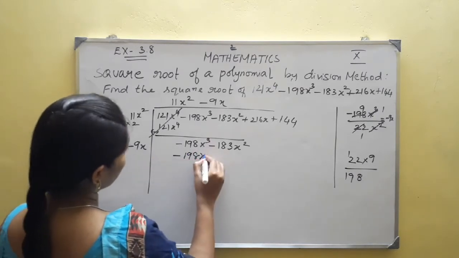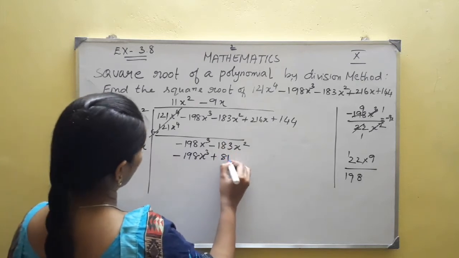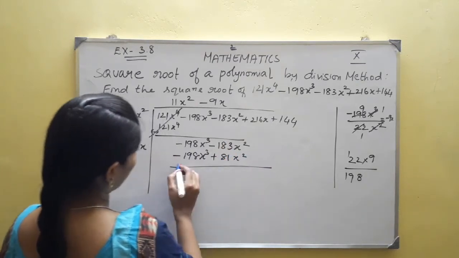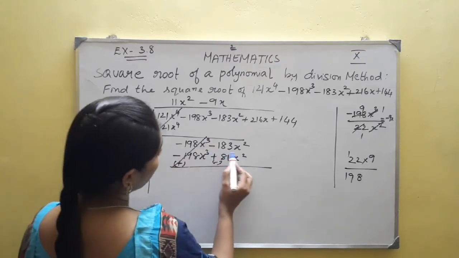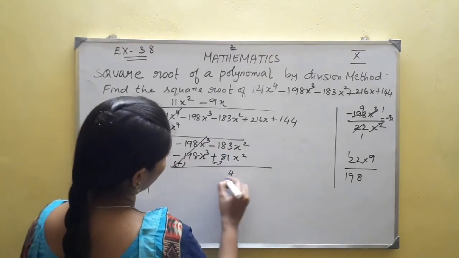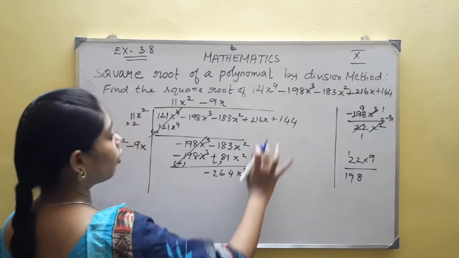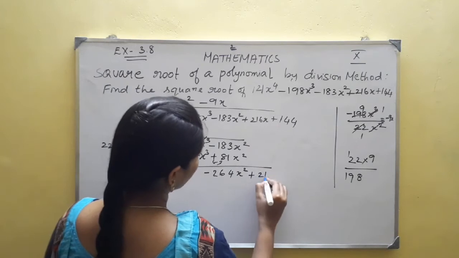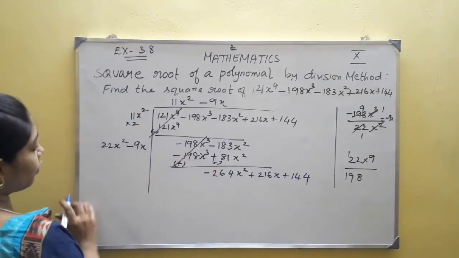X square into x gives me x cube. Minus into minus plus, 9 9s are 81. X into x gives me x square. If you change the sign, it gets cancelled. Minus 183 minus 81 gives you 264, minus 264x square. Now bring two more terms to the next step. Plus 144. Now I need three terms over here, no?